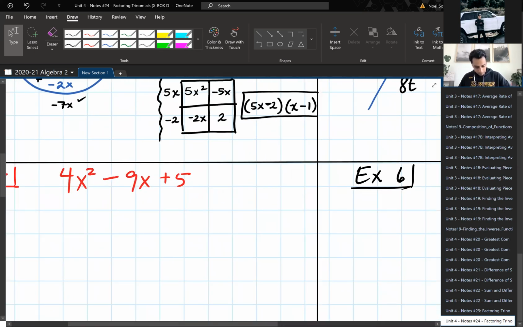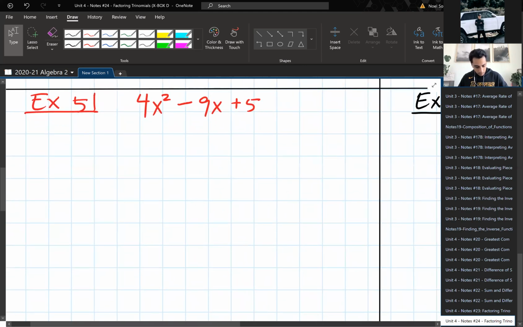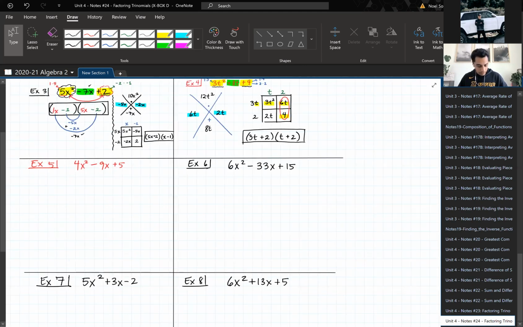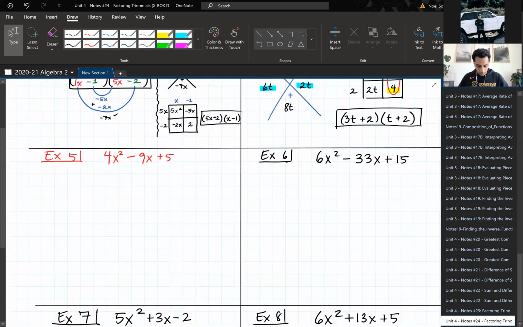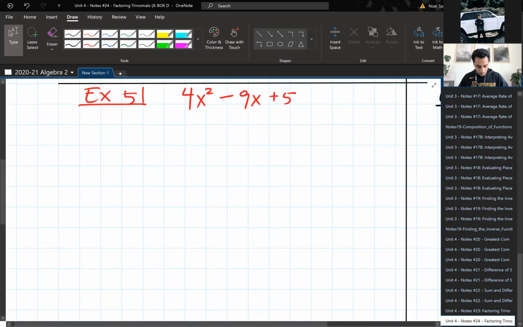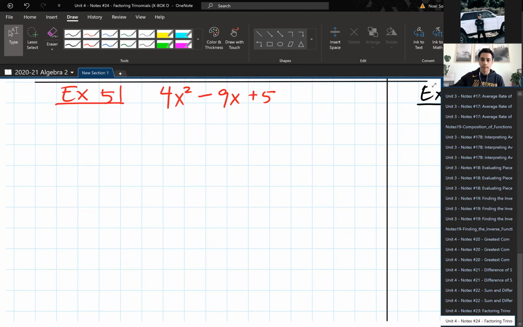Example 5. Depending on your setup, I believe this probably would be box number 6, or number 5 and number 6. So make a box here for example 5. Let me know when you're ready.